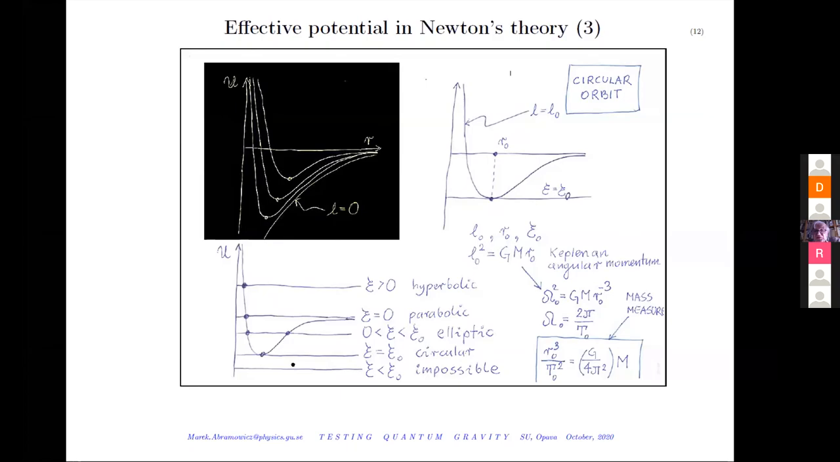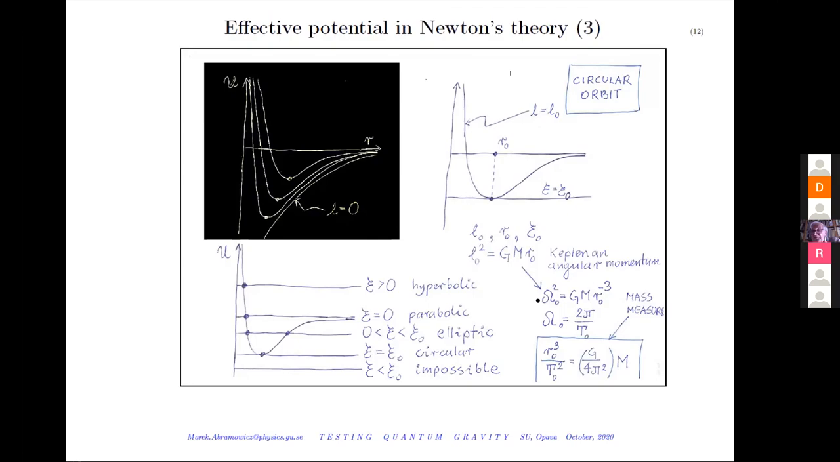So, the classification of orbits: for energy smaller than this, motion is impossible. At the minimum we have circular orbits, then elliptic orbits, then a parabolic orbit when energy is zero, corresponding to the energy at infinity. And when it is positive, then we have a hyperbolic orbit. Then circular orbits are important. So it's easy to find angular momentum and then angular velocity.